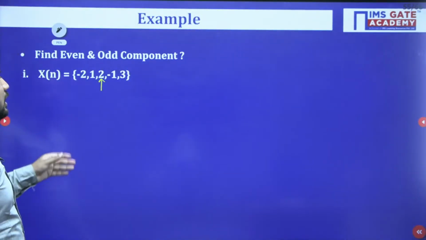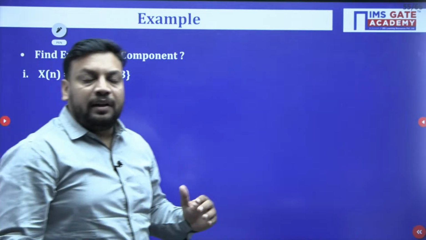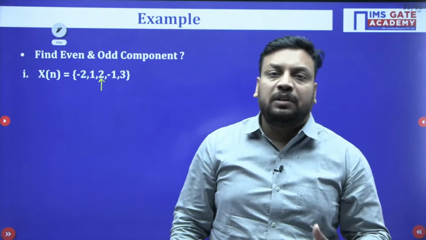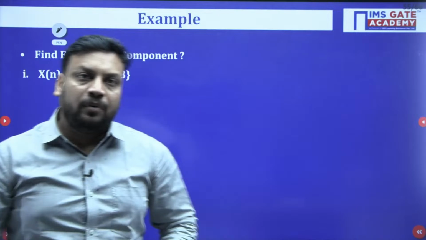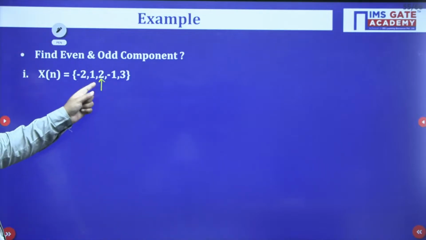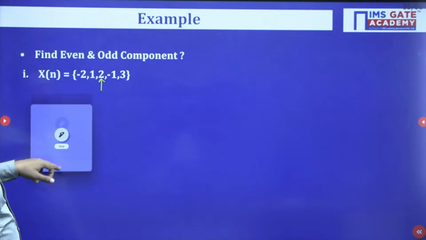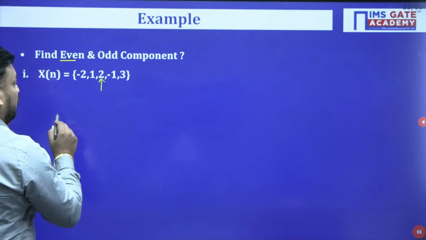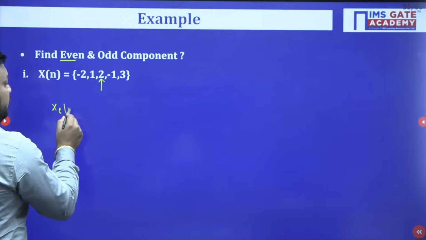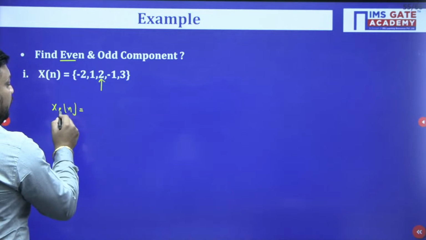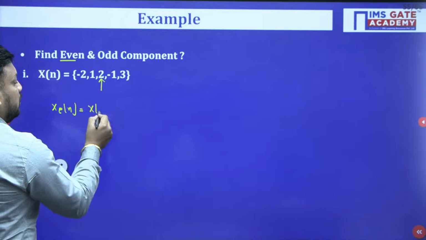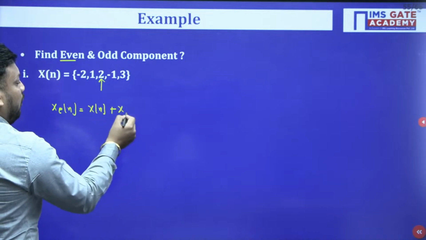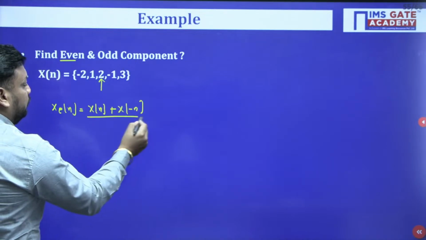So if the signal is neither even nor odd, definitely we have a scope to find the even component and odd component. Here you need to tell me whether this signal is even or odd. This signal is neither even nor odd, and that is why we have a scope to find the even and odd component. The even component formula is x of n plus x of minus n upon 2.